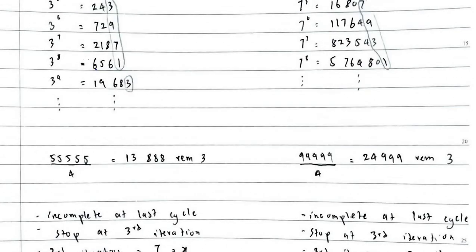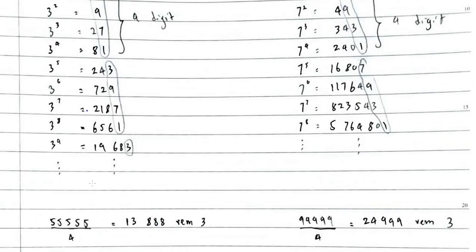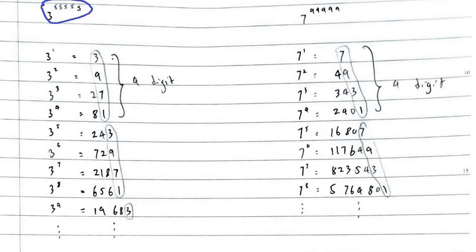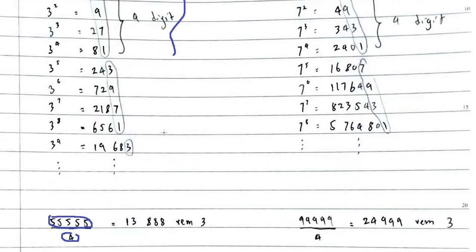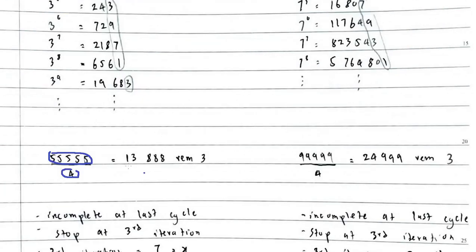Okay, and then the power of the number, we divide by 4 because it has 4 digits for one iteration. So we got this answer, a remainder of 3.